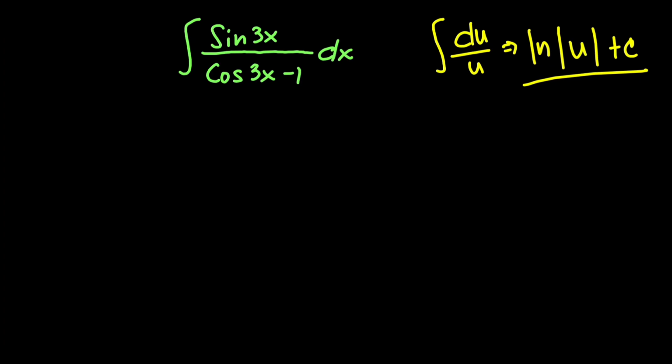Let us try now some trigonometric here. So the integral of sine 3x over cosine 3x minus 1 of dx. So let u here be cosine of 3x minus 1. So the derivative of cosine 3x, you can put this as cosine 3x plus 1.